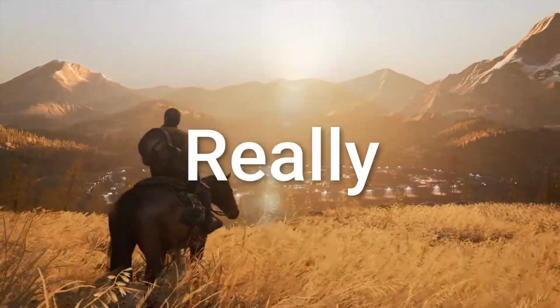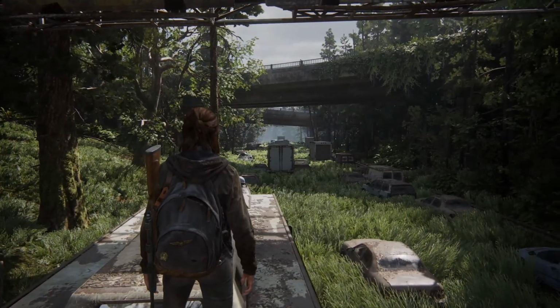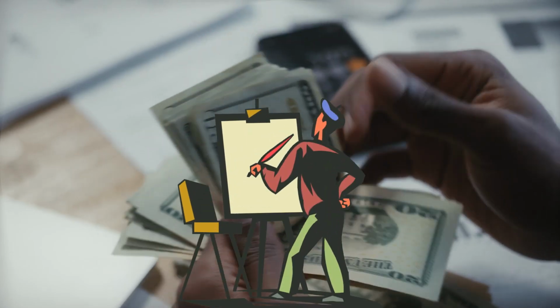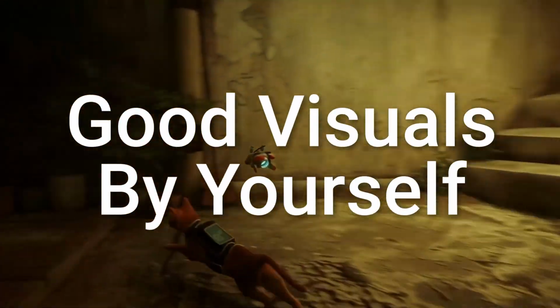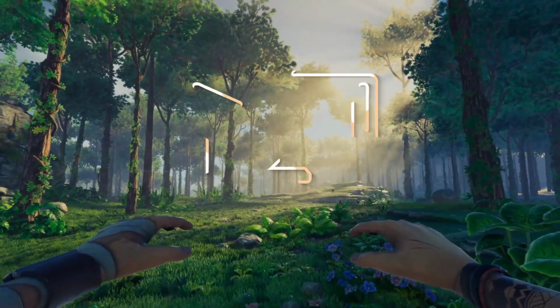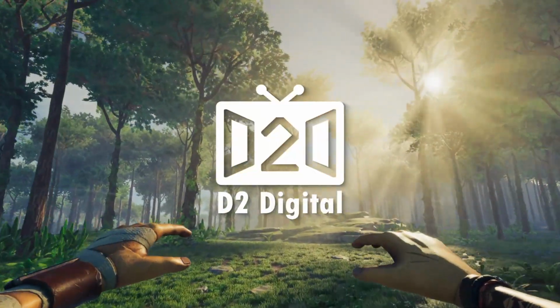AAA games tend to look really good. And it's easy to think that's only because they spend millions of dollars every year on highly professional and specialized artists. But did you know that you can also achieve really good looking results by yourself with just a few simple tricks? Real quick, I'm D2, a professional 3D game artist working at Blizzard, and I'm here to tell you all the secrets.